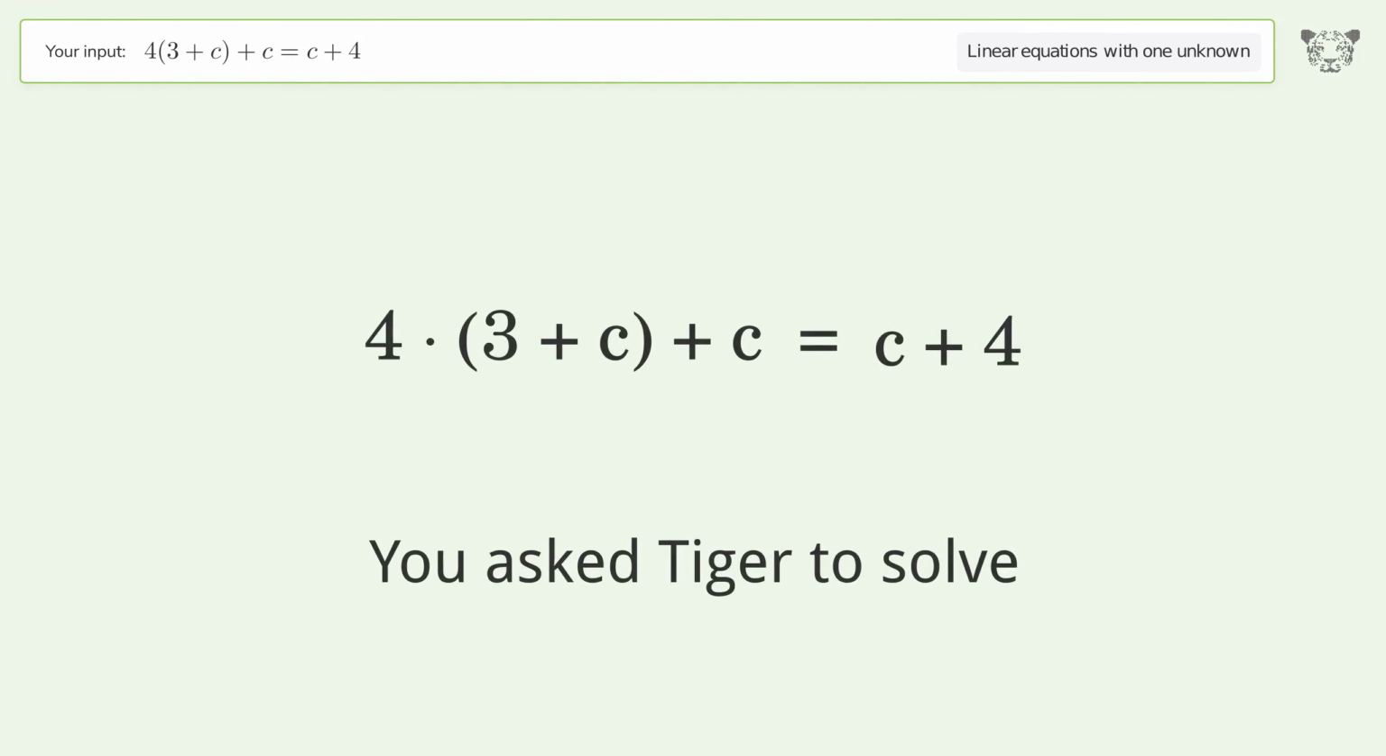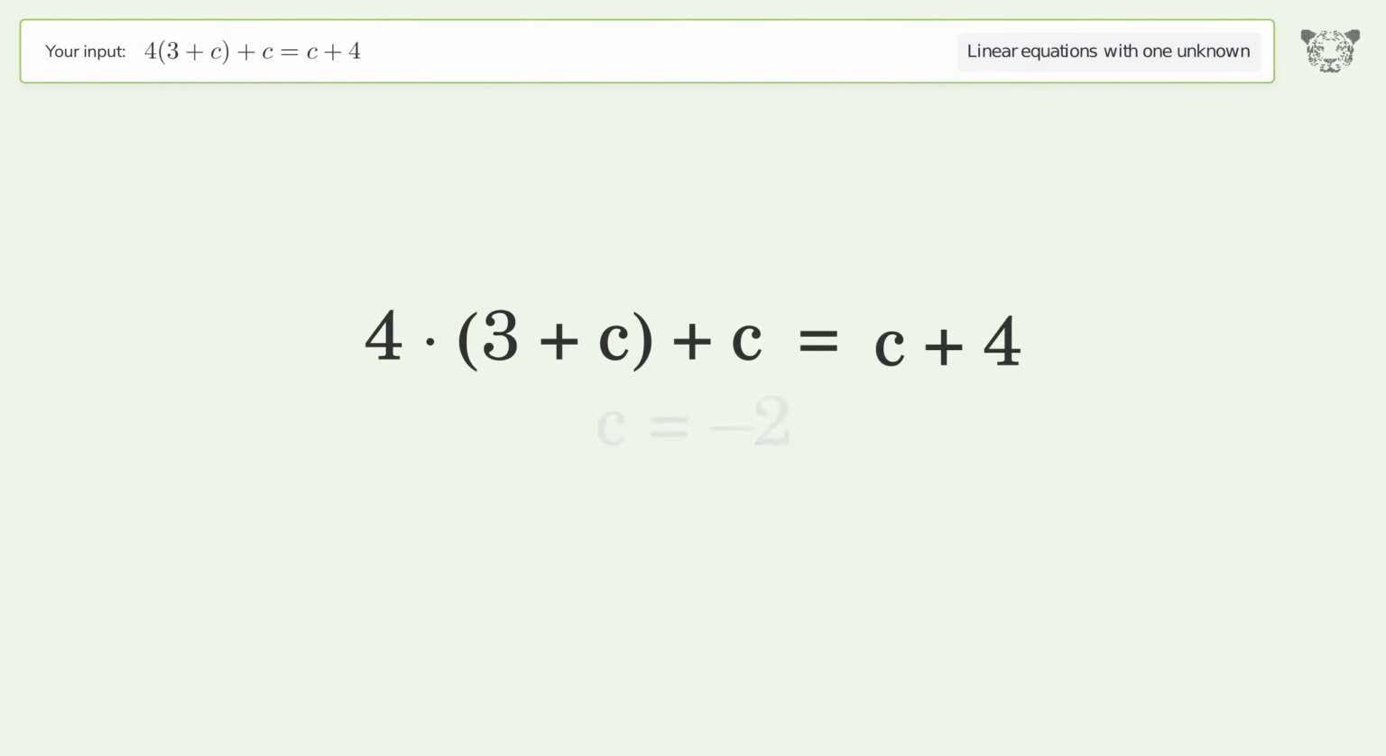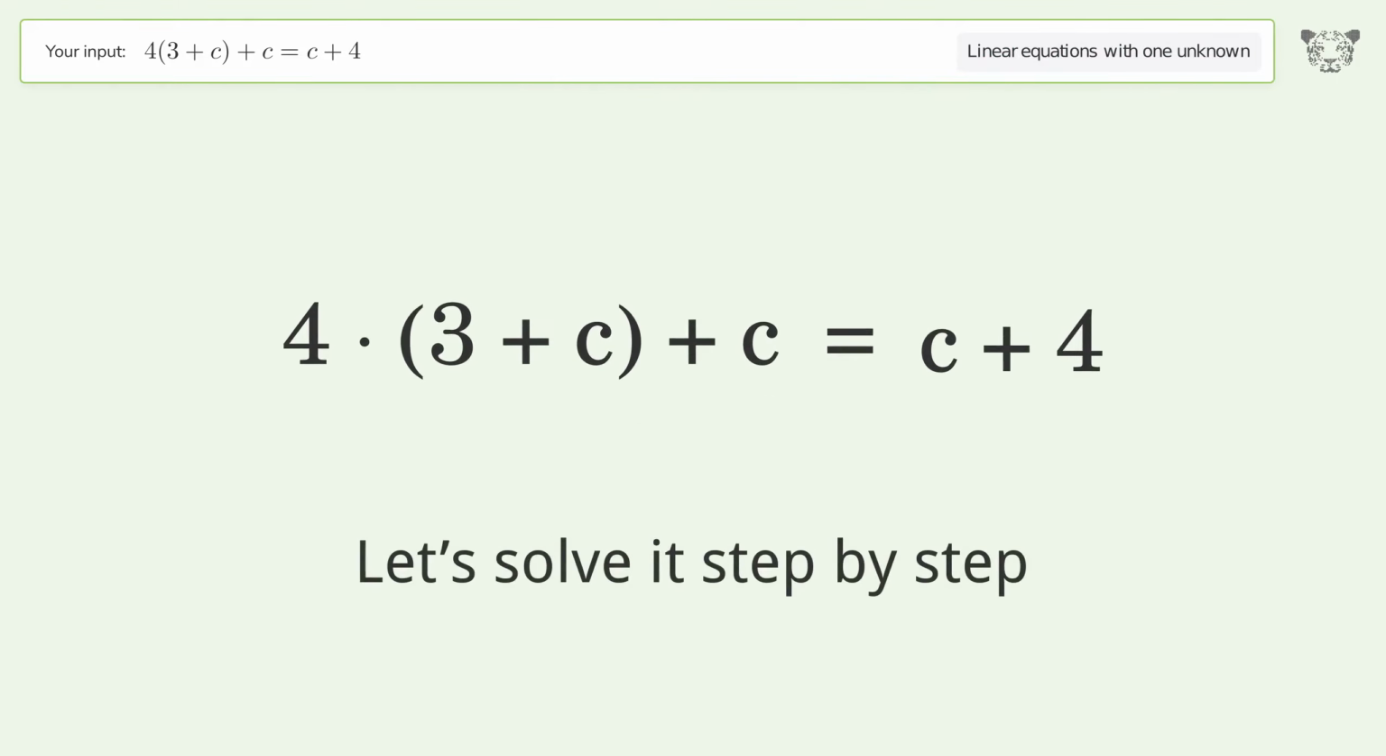You ask Tiger to solve this. This deals with linear equations with one unknown. The final result is c equals -2. Let's solve it step by step.